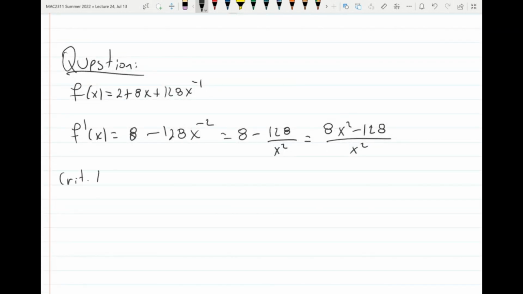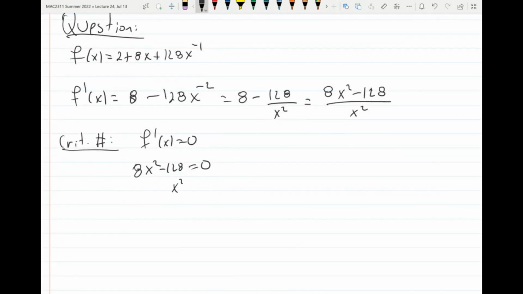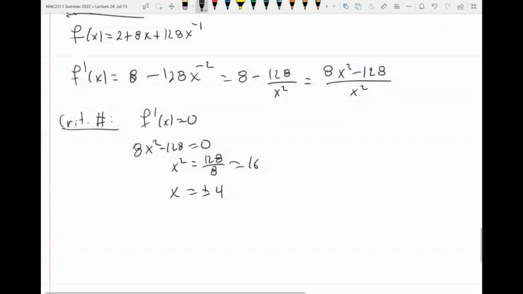So critical numbers: if f prime is undefined, there is none, because it would be at 0, but 0 is not part of the domain. So if you want to find the critical numbers, you just need to figure out when the derivative is equal to 0. And that happens when the top is 0. So that would be x squared equals 128 over 8. Divide them nicely, 16. So we have that x is plus or minus 4.